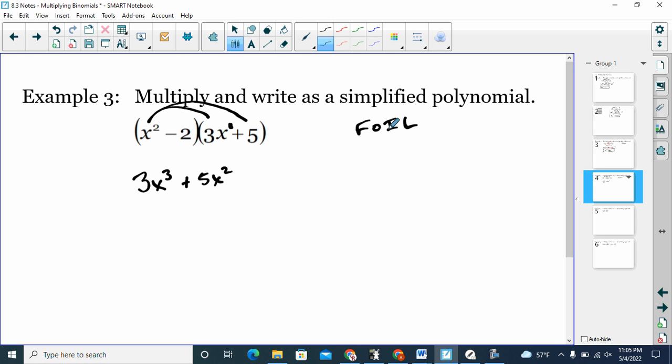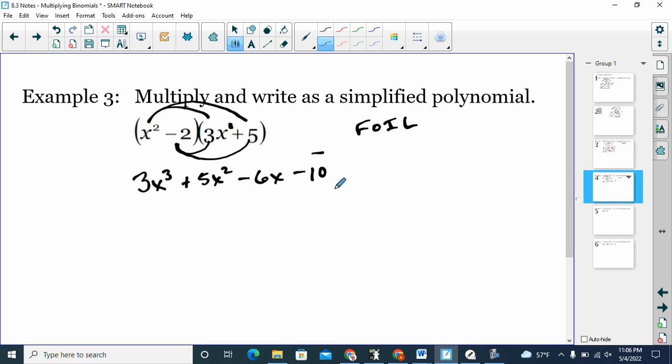I is inside. Negative 2 times 3x. Negative times positive is minus. 2 times 3 is 6, and I've got x. And L is last. Negative 2 times positive 5. Negative times positive is minus. 2 times 5 is 10.